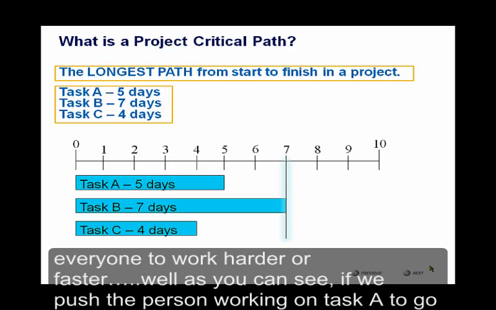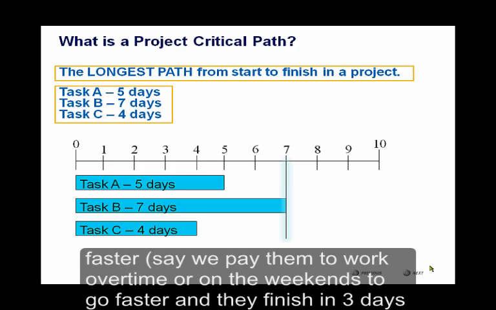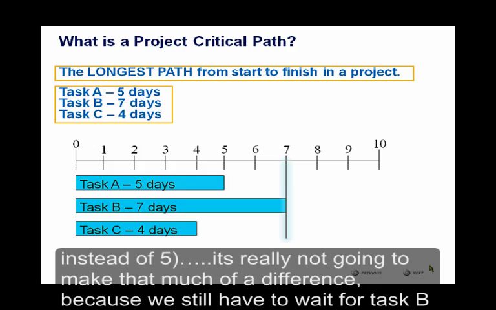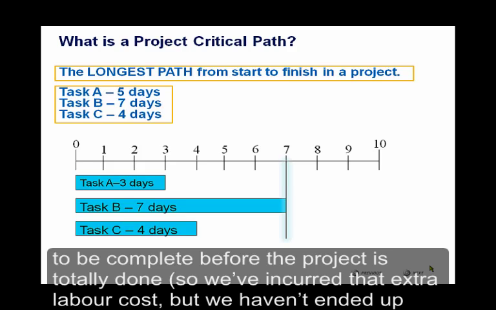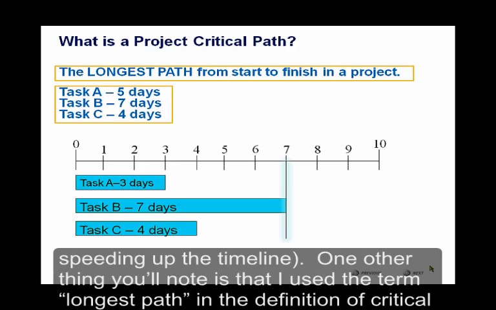Well, as you can see, if we push the person working on task A to go faster, say we pay them to work overtime or on the weekends and they finish in 3 days instead of 5 days, it's really not going to make that much of a difference because we still have to wait for task B to be completed before the project is totally done. So we've incurred that extra cost of paying overtime, but we haven't ended up speeding up the timeline.